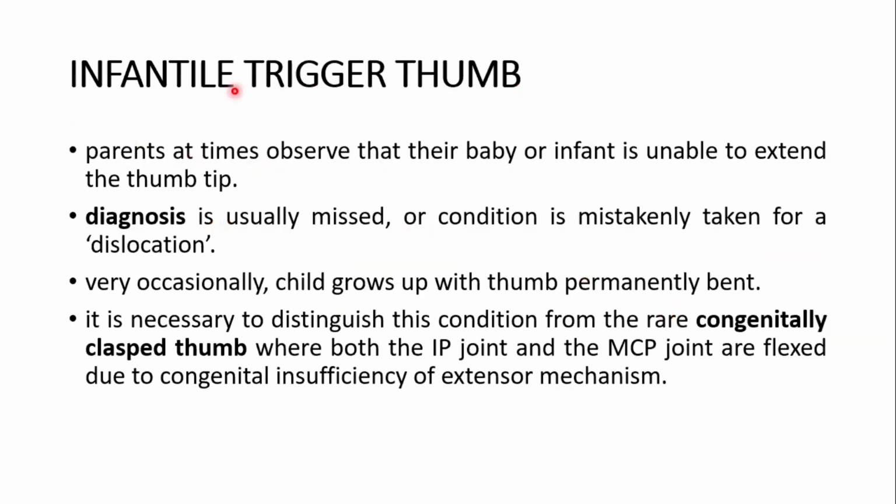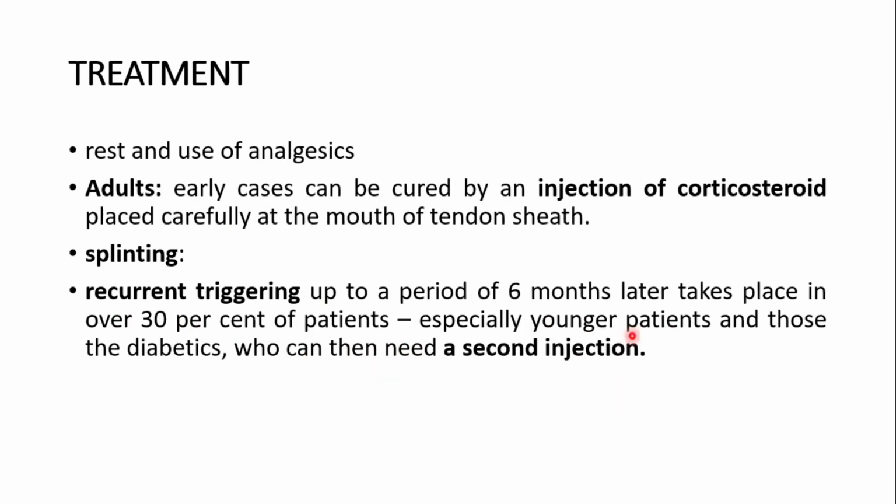Now, infantile trigger thumb. Parents at times observe that their baby or infant is unable to extend the thumb tip. The diagnosis is usually missed or the condition is mistakenly taken for a dislocation. Very occasionally, the child grows up with the thumb permanently bent. It is necessary to distinguish this condition from the rare congenitally clasped thumb, where both the interphalangeal joint and the metacarpophalangeal joint are flexed due to congenital insufficiency of the extensor mechanism.